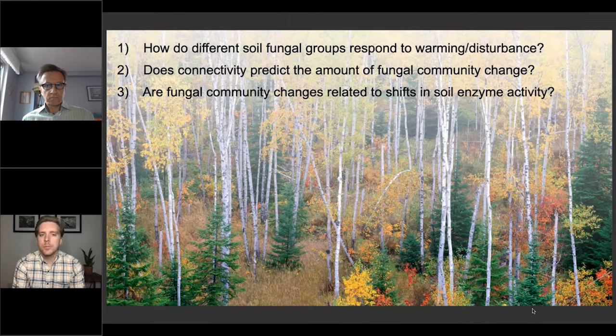So using this data, I'm going to be talking about three main research questions today. First, how did the different fungal groups that I mentioned respond to the warming and disturbance treatment? So kind of a classic microbial ecology test. The second, does connectivity predict the amount of fungal community change? And I'll talk a little bit more about what I mean by connectivity in a second. And third, are fungal community changes related to shifts in soil enzyme activity? So is structure related to function here?